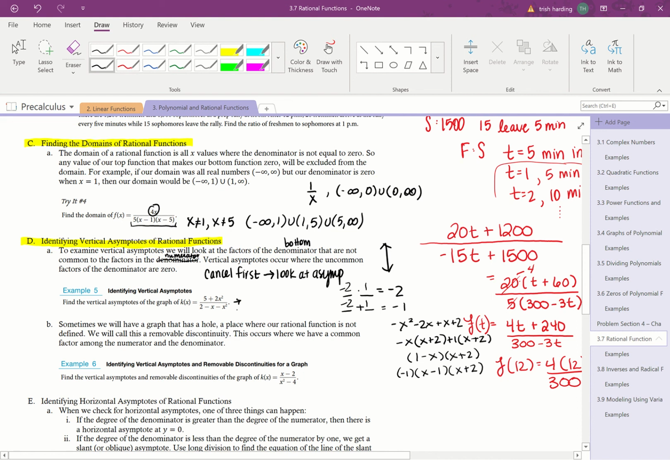So for the vertical asymptotes, we're going to get 5 plus 2x squared over negative 1, x minus 1, x plus 2. Notice the vertical asymptotes will be x is equal to 1 and x is equal to negative 2. Those are our vertical asymptotes. So that's where the graph will equal 0 on the bottom and it won't count.